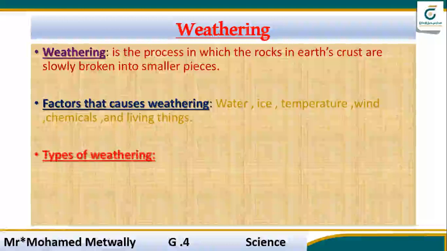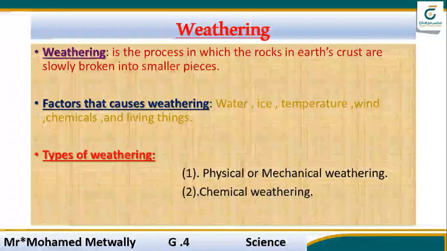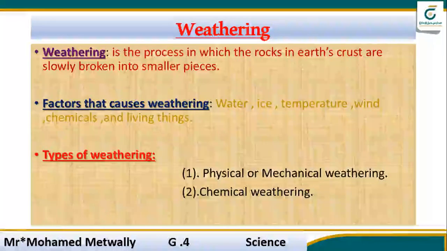What are the types of weathering? Weathering, in fact, has many types, but here we will study two kinds only, which are physical, or sometimes we call it mechanical weathering, and the second type, chemical weathering. We will deal with each kind separately and explain each kind more and more.